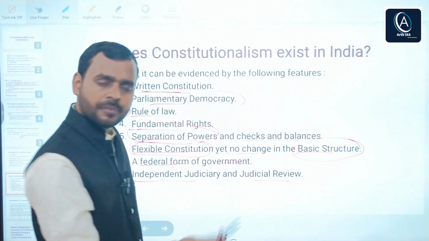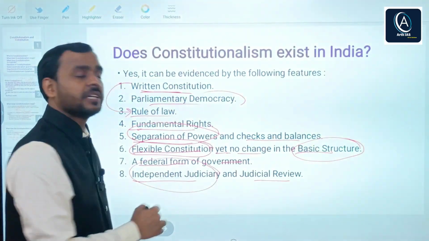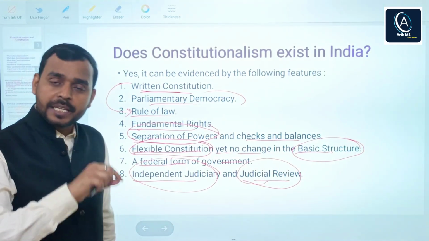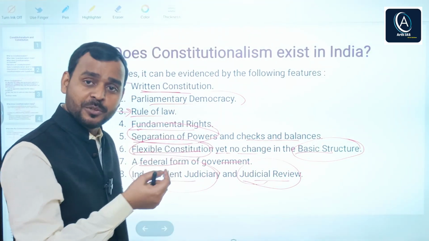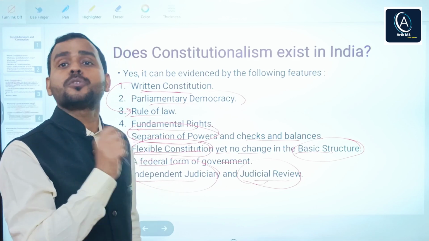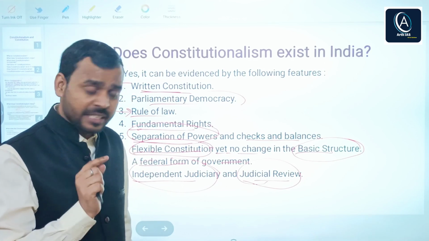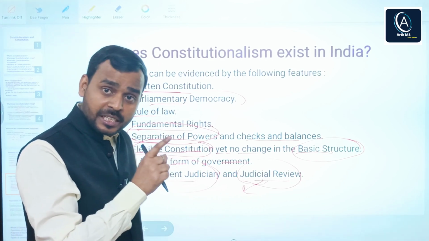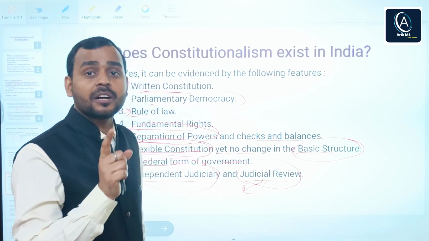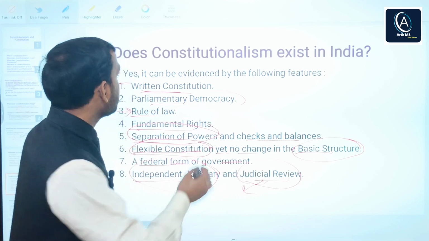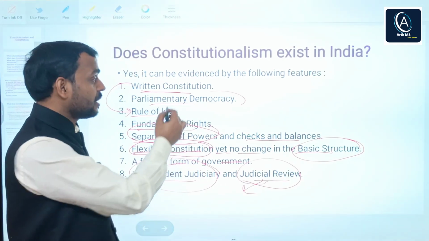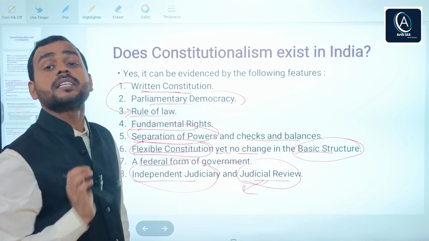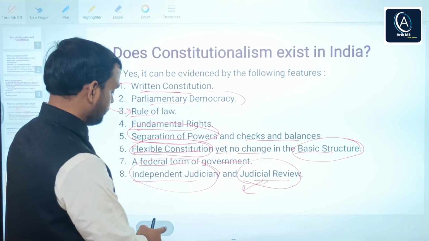Independent judiciary and judicial review. Obviously, where there is an independent judiciary, there is judicial review. And if in any country the judiciary has the power of judicial review, it automatically establishes judicial supremacy, right? And by using this tool, judicial supremacy, the judiciary checks the arbitrary action of the legislature or executive, right? So all these are elements in the Indian constitution that reflect that constitutionalism exists in India, right?